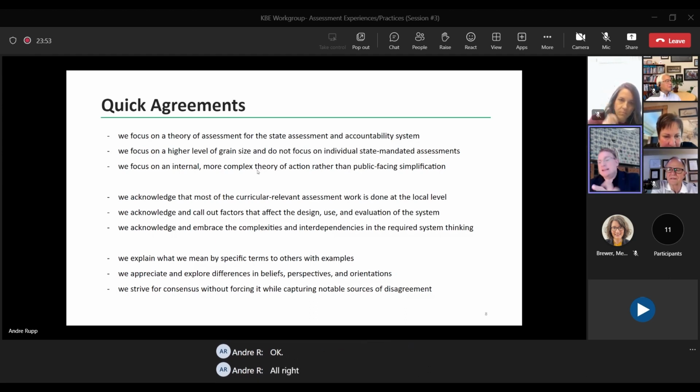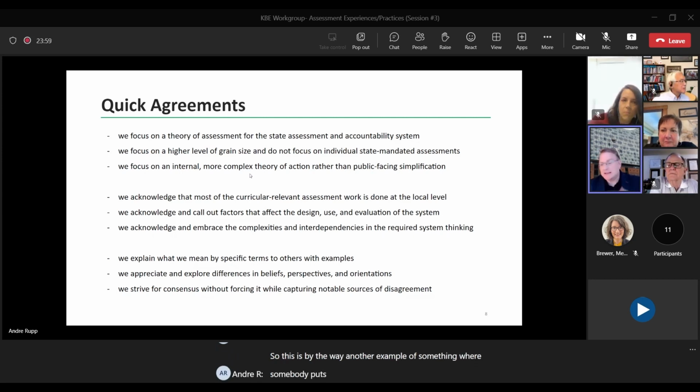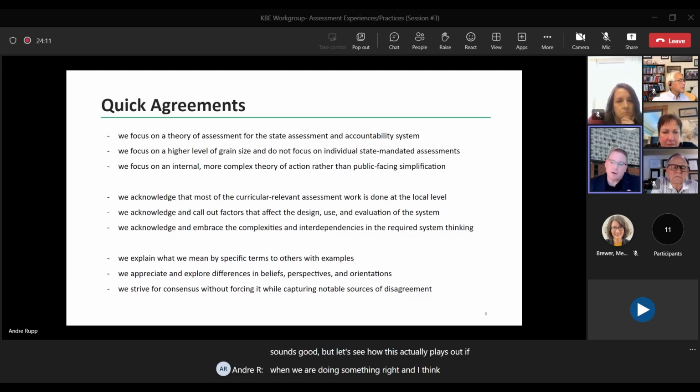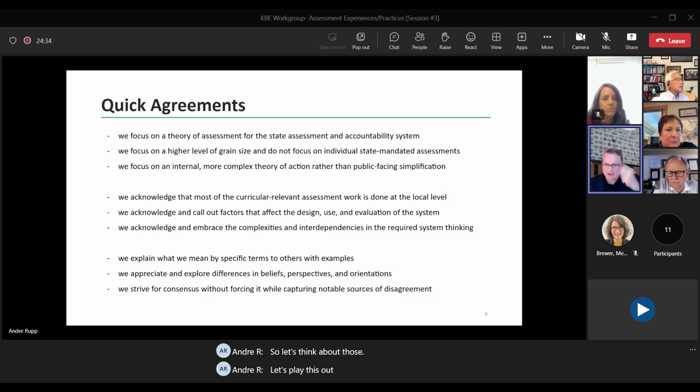All right. So let's see whether we can live this out, right? This is, by the way, another example of something where somebody puts down values. We say, oh, these are meaningful values or orientations, and you see immediately how you're like, that sounds good, but let's see how this actually plays out when we're doing something. I think that is often the challenge in this. A lot of things are easy to agree on in the abstract, but they get more nuanced and complicated when you say to people, tell me a scenario where you think this comes into play, or what this actually means. Tell me a problem that you want to solve differently that you have been solving before, where you've been running into barriers. So let's think about those. Let's play this out a little bit in our minds.